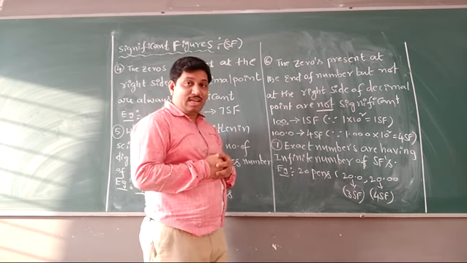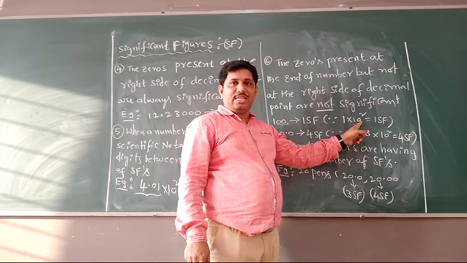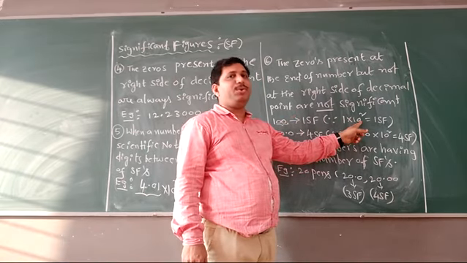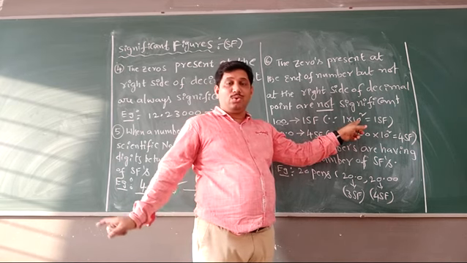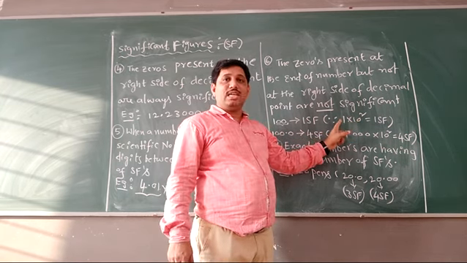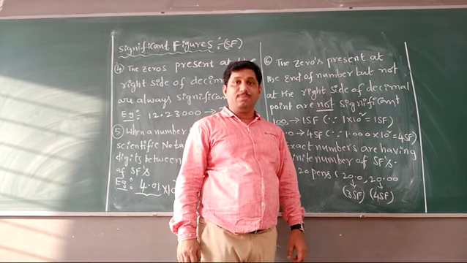Because, students, one technical explanation is also there. 100 can be written as 1 into 10 square. Any problem, students? 1 into 10 square. Here 10 square is not a significant figure according to rule number 5. Only 1 is a significant figure. Hence one significant figure is present.